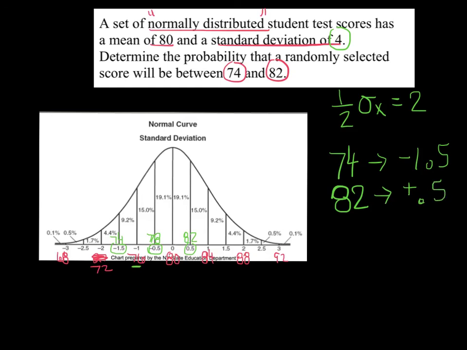So what I need you guys to do is to start here where the minus 1.5 is, and go until you hit the positive 1/2. And I want you to add up those percentages and then answer the question, what's the probability, not the percentage, that a randomly selected score falls between that range? Good luck. I'll see you tomorrow.